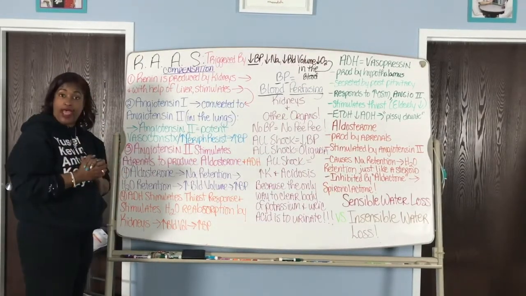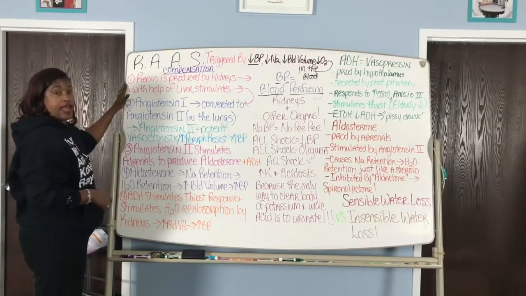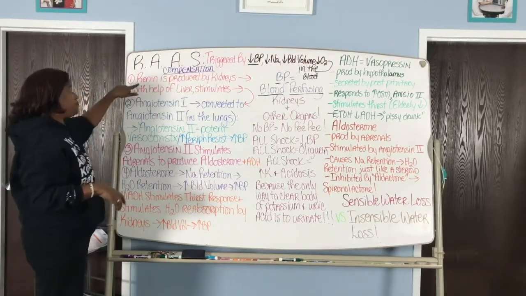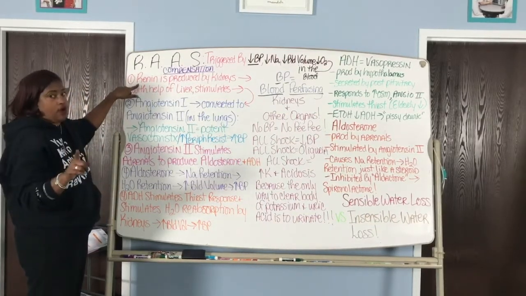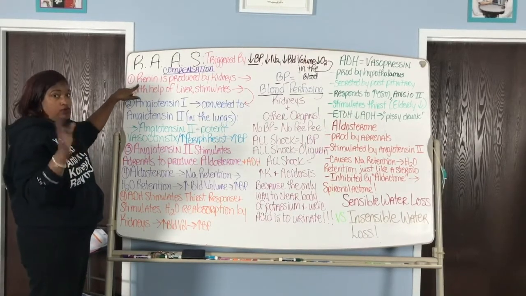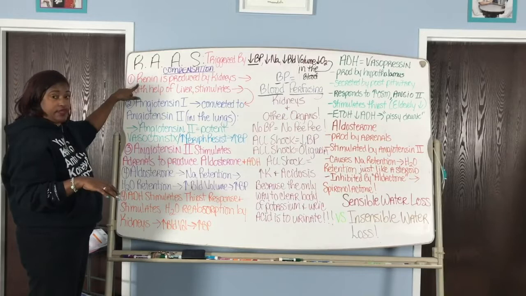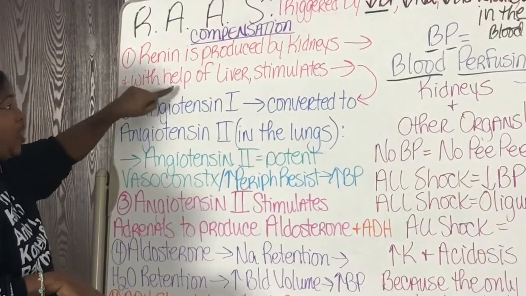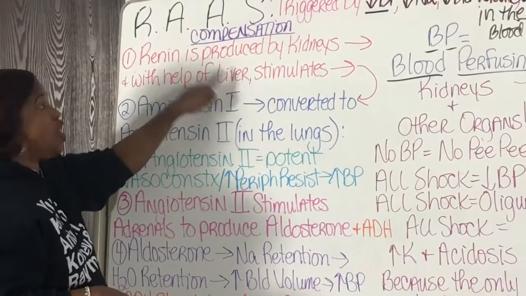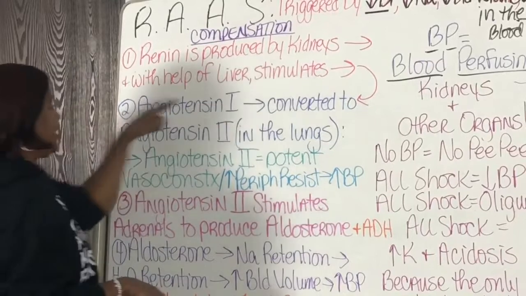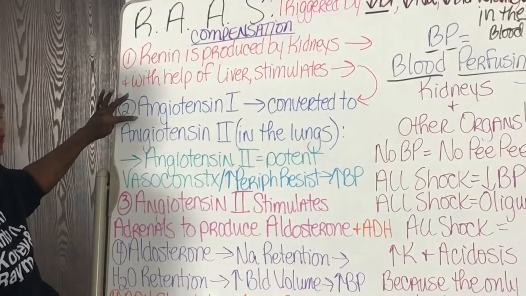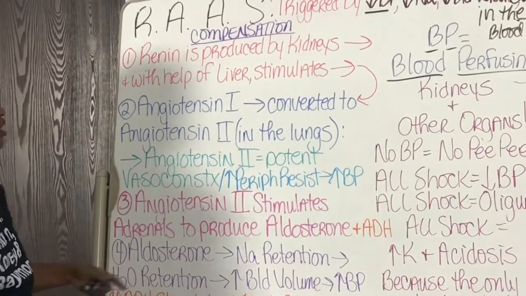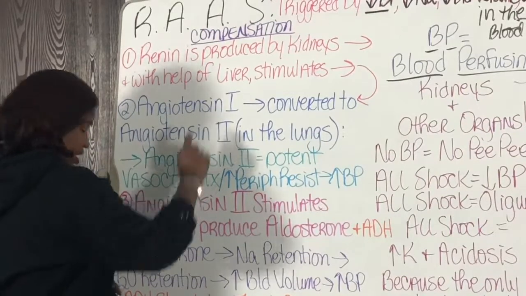So let's start our R.A.A.S, shall we? The first thing that's going to happen is that the kidneys get an attitude, because you have all this going on, and they put out something called Renin. Now this is not hard. Renin, renal. You're going to be all right. Renin is produced by the kidneys. With the help of the liver, Renin is going to stimulate the production of angiotensin 1. Angiotensin, look at the word.